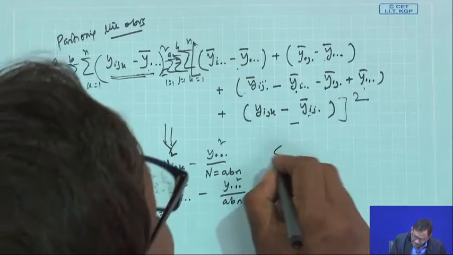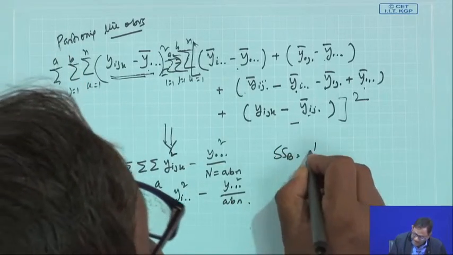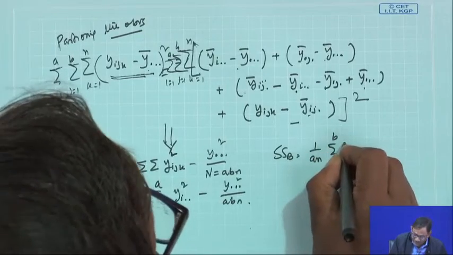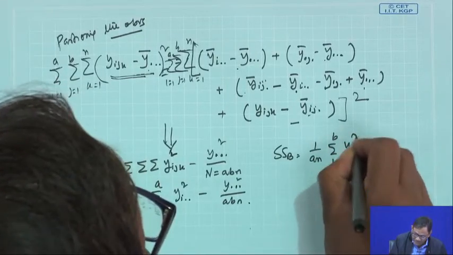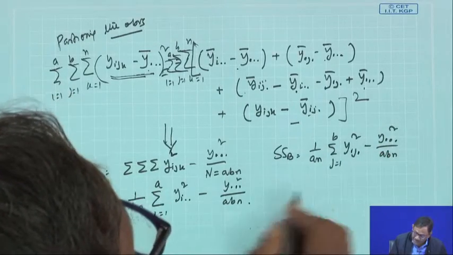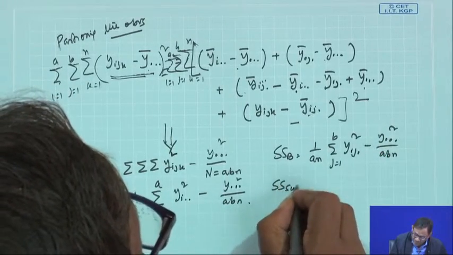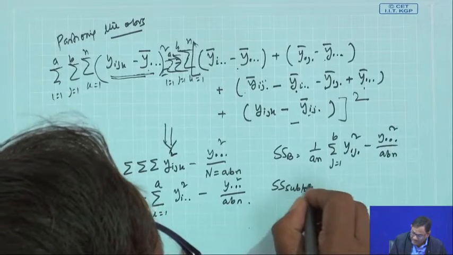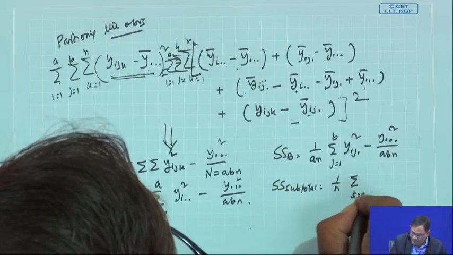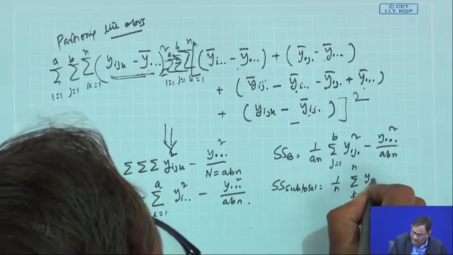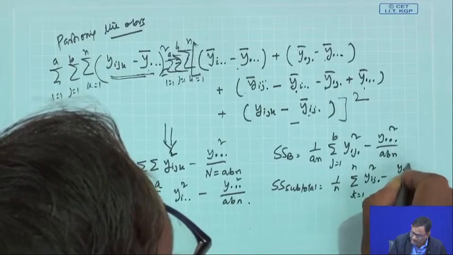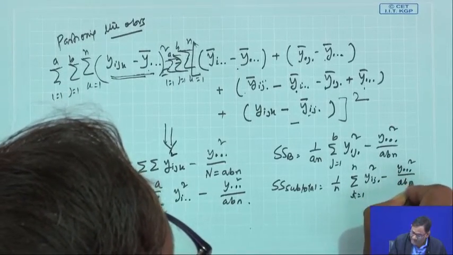So, similarly, how do you compute SSB? SSB will be 1 by an sum of j equal to 1 to b y dot j dot square minus y triple dot square by abn. How do you calculate SS subtotal? This will be 1 by n sum of k equal to 1 to n y ij dot square minus y triple dot square by abn.